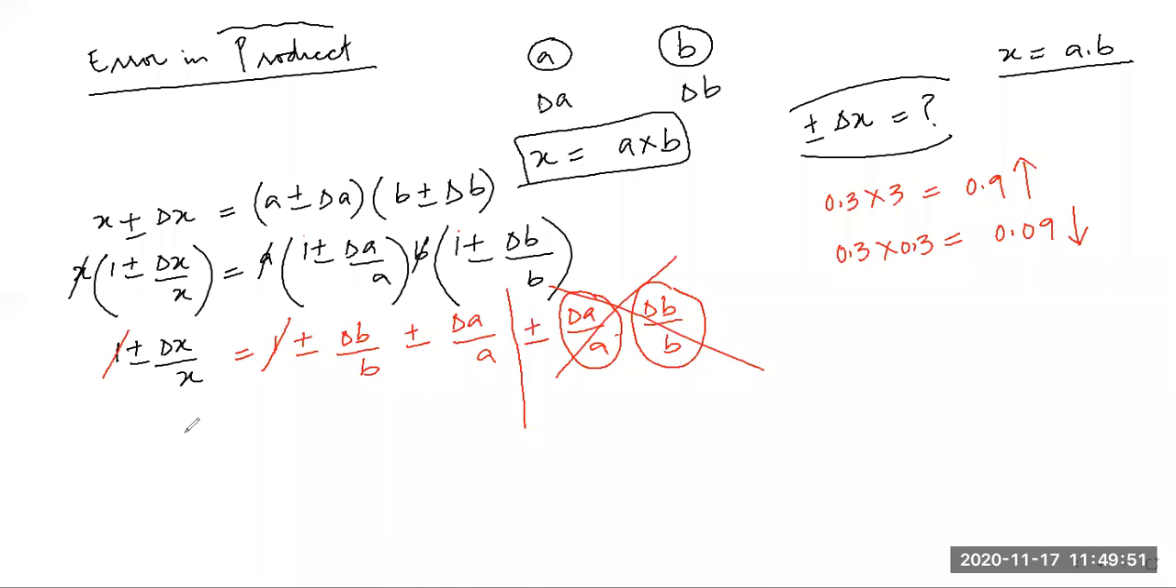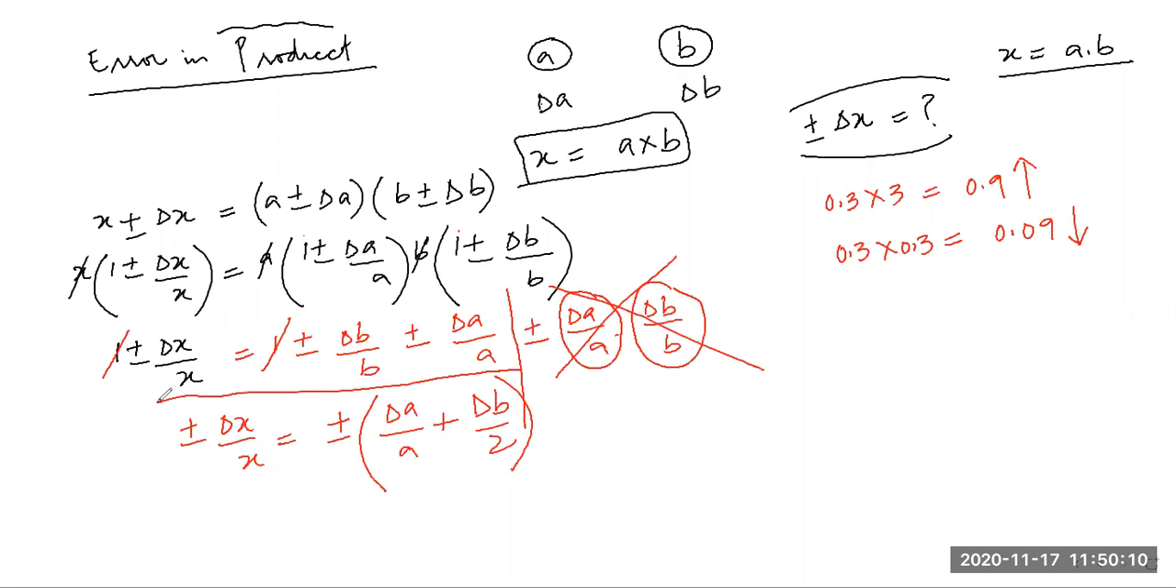1 cancels with 1. I can say plus minus delta X by X is equal to plus minus, common, delta A by A plus delta B by B. So can any student make a statement how the error propagates when I multiply two measured quantities along with their errors? So actually delta X by X is what? Delta X by X, this is fractional error.